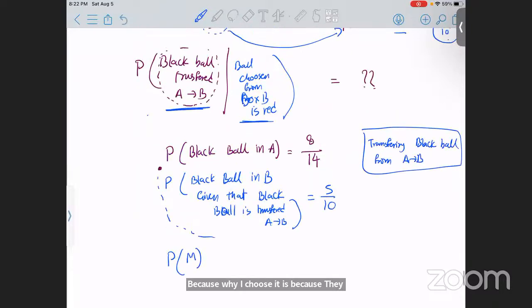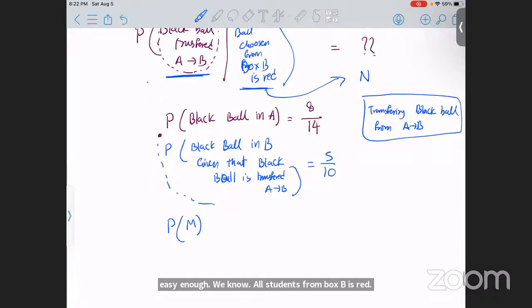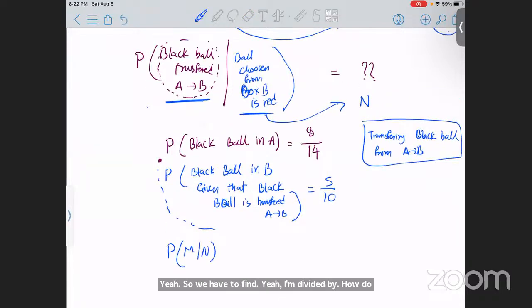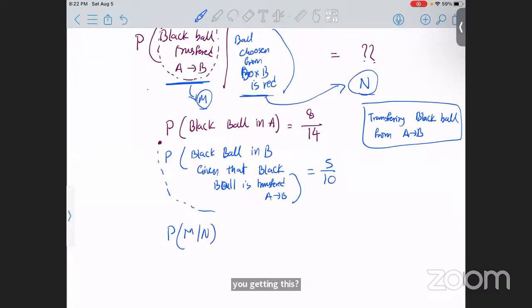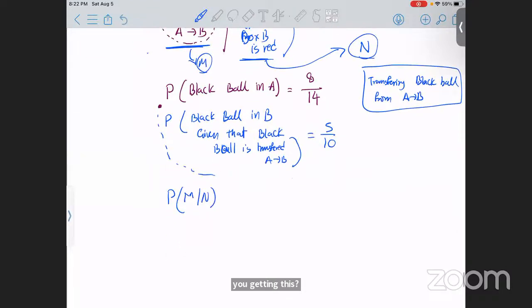Now, ball chosen from box B is red. Let this be N. So we have to find P of M divided by N. Are you getting this? This is M and this is N. So to find P of A by B, it equals P of M intersection N divided by P of N. Agree?